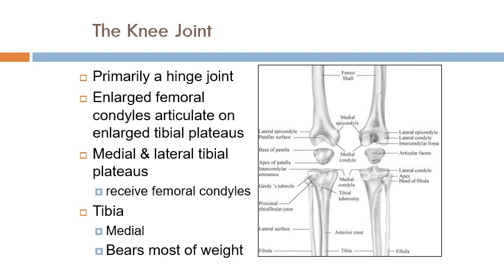Okay, and if you look at the other articular surface, the medial and lateral tibial plateaus, they will receive the femoral condyles. We'll talk about some of the other soft tissue structures that help to stabilize the knee as well. The tibia, as we already talked about, is the medial bone and is going to bear most of the weight. Okay, so the tibia is the much larger bone of the lower leg, and that bears most of the weight.